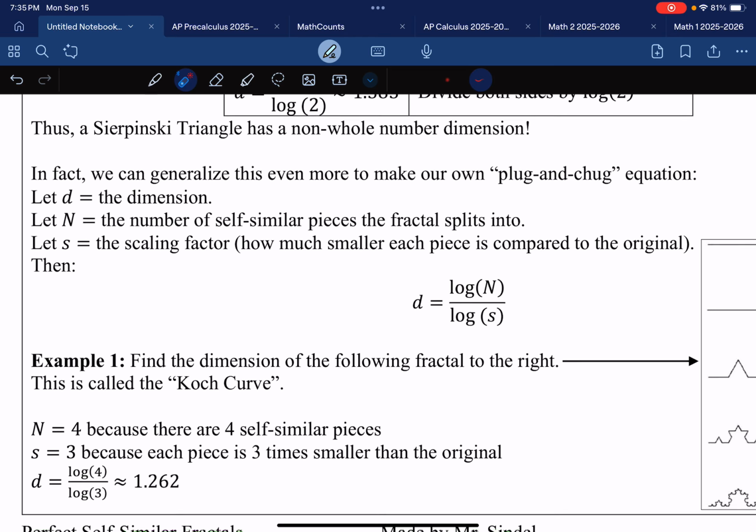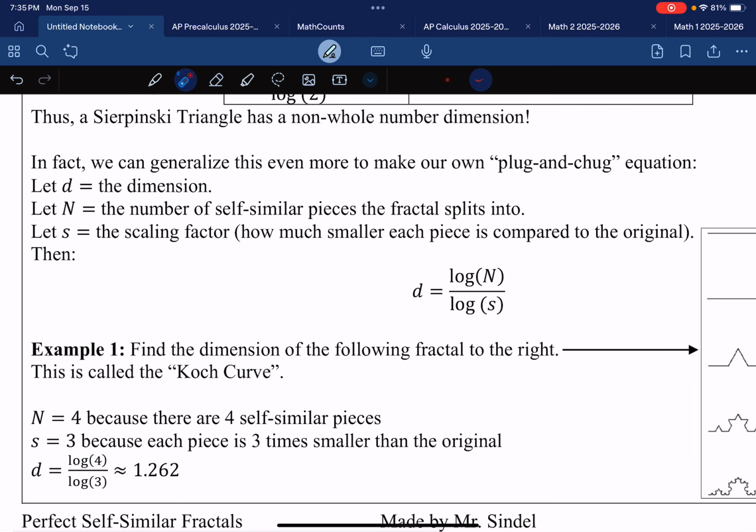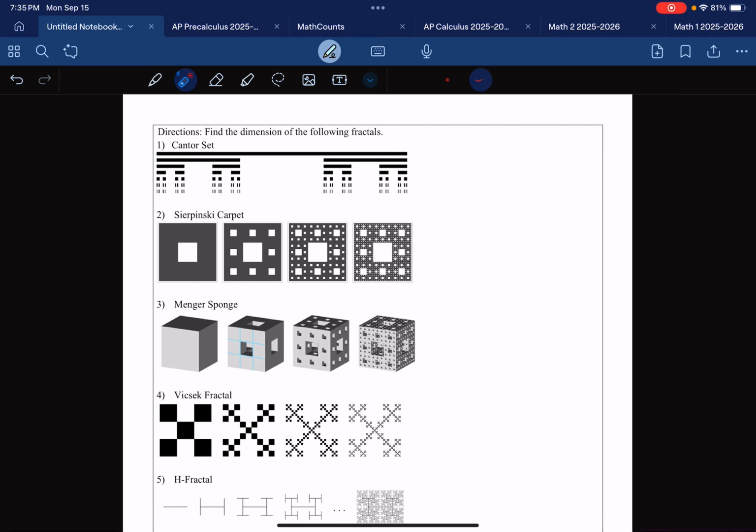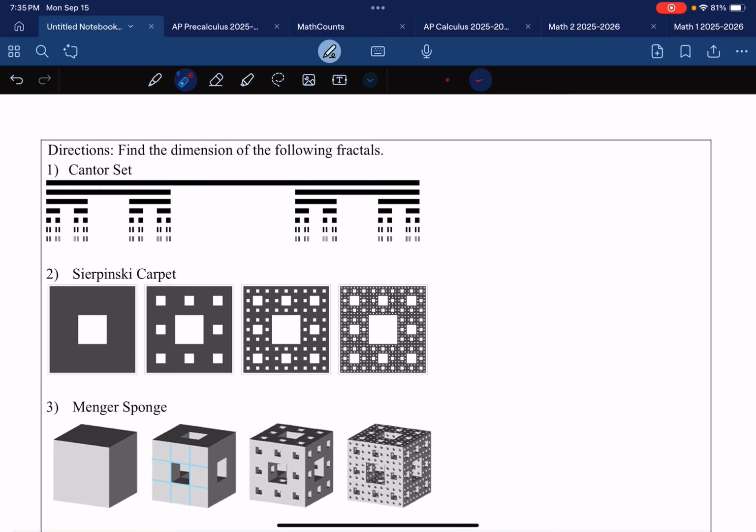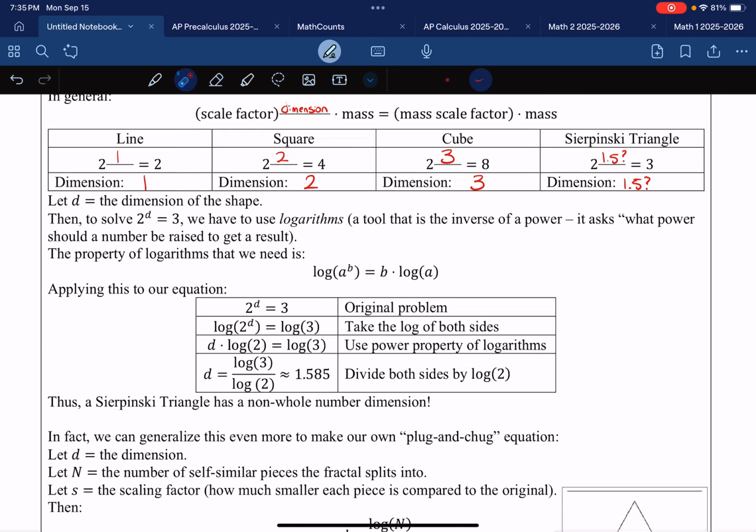So I would like to make this more general for you guys so you can do the problems that are about to come up. Just to give you a heads up, we're going to have problems that look like this. I'm going to ask you, what is the fractal dimension of the Cantor set? What is the fractal dimension of the Sierpinski carpet? What is the fractal dimension of the Menger sponge? We have all these that we are about to solve. You should know how to do them really quick.